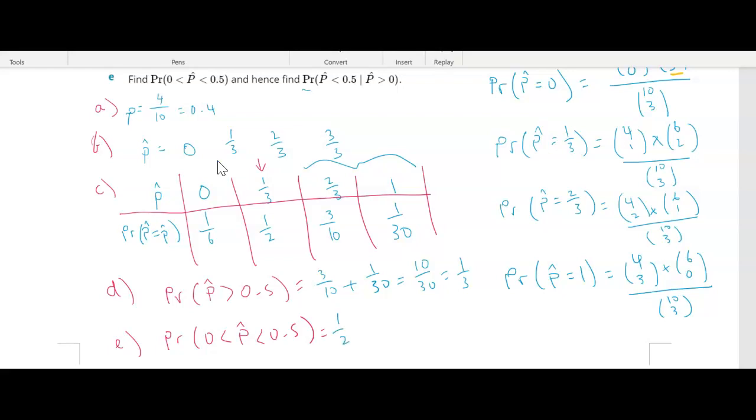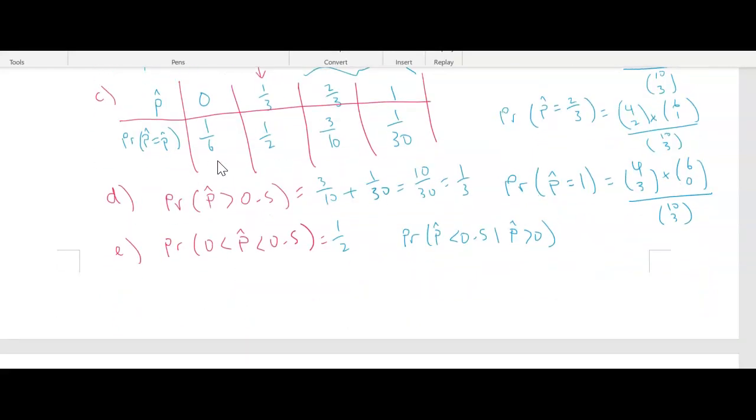Now, what we have in the second part of the question is conditional probability. So the probability that P is less than 0.5, given that P is greater than 0, is equal to what they have in common. So what we have just done is what they have in common. So the probability that P is between 0 and 0.5 over the probability that P is greater than 0.